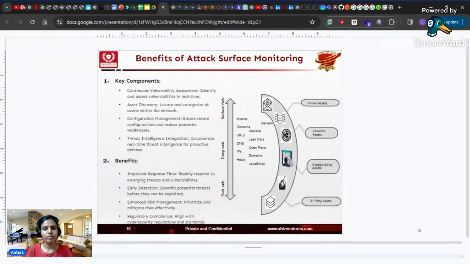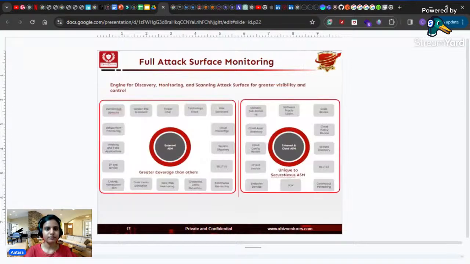Then it gives you information on the client-side secrets that are being exposed. It also has the capability to monitor your external third party libraries or components that are being used in any of your assets, right? So these are basically the benefits of attack surface monitoring.